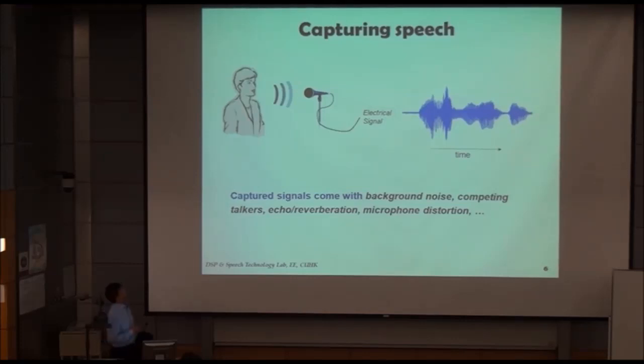Capturing speech is straightforward for a computer. We speak, and there's a microphone, like the one I'm wearing. The microphone converts the acoustic signal into electrical signals. Coming together with the signals, we also have background noise. We may have competing speakers. We may have room reverberation and microphone distortion. Different microphones may have different effects on the speech. These all come along with the speech.